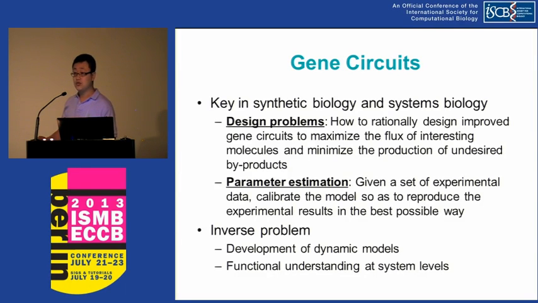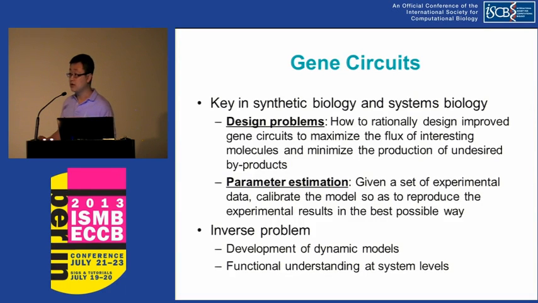Usually there are two problems associated with gene circuits, the forward problem and the backward problem. The forward problem is called the design problem, where we want to get a rational design of the gene circuits such that we can maximize the flux of some interesting molecules that we desire, and at the same time, we want to minimize the production of undesired byproducts.